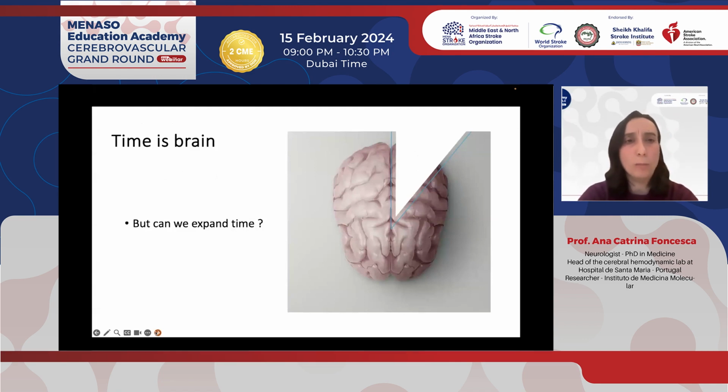So what about in the future? Can precision medicine help us increase the number of patients that are currently treated or are currently undergoing reperfusion treatments? Well, we know that time is brain, but the question is, can we expand time? Can we increase the time that the patient is resistant to ischemia?